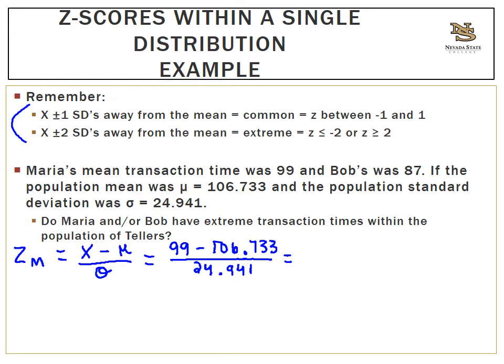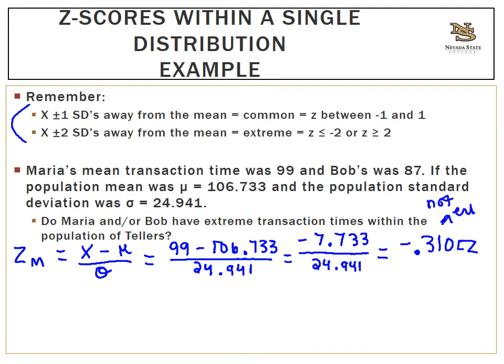We have to solve for the numerator before we can do our division here. So 99 minus 106.733 gives you negative 7.733, divided by, again, that 24.941. And this gives you negative 0.310 as your z-score. Is that extreme? No, not extreme.